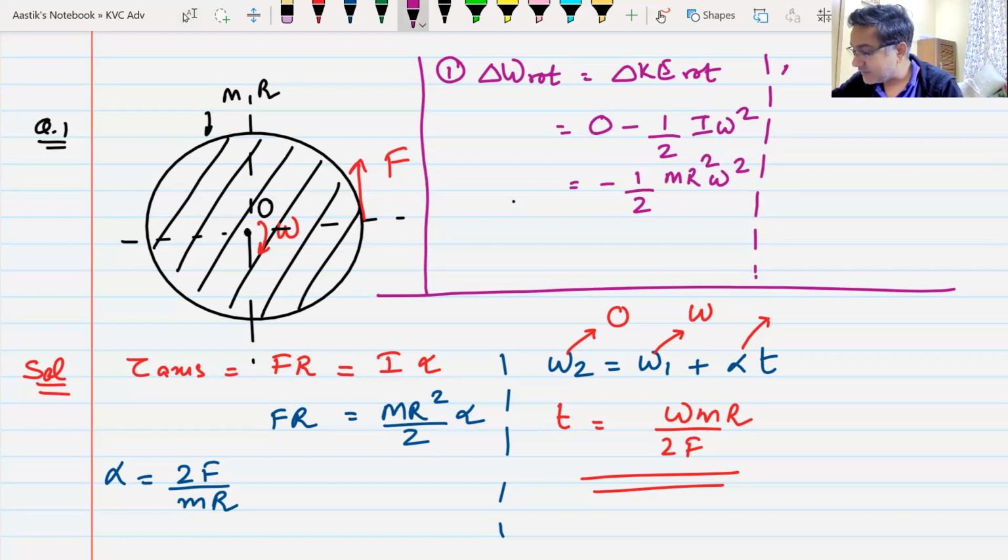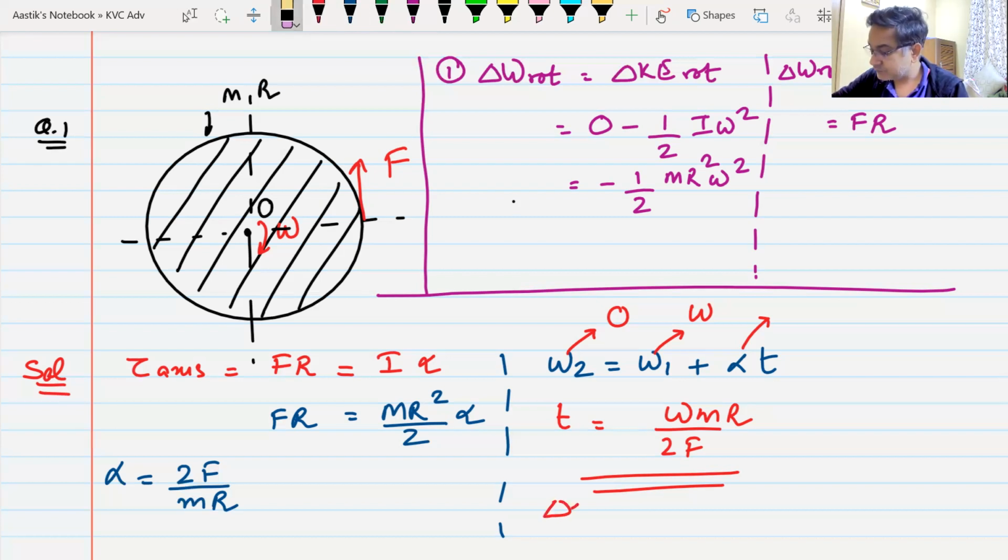Anyways, you could have done this in a different way. Work done by rotational forces is tau multiplied by delta theta. How much has it turned? Tau is F into R, multiplied by how much it has turned. How will I find out how much it has turned? So I can use this equation, my dear friends.